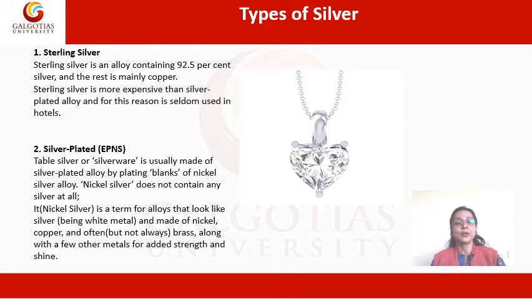Now coming to the second type, silver plated, also known as EPNS. Table silver or silverware is usually made of silver plated alloy, by plating banks of nickel silver alloy. Nickel silver does not contain any silver at all. Nickel silver is a term for alloys that look like silver, being white metal, made of nickel, copper, and often, but not always, brass, along with a few other metals for added strength and shine.